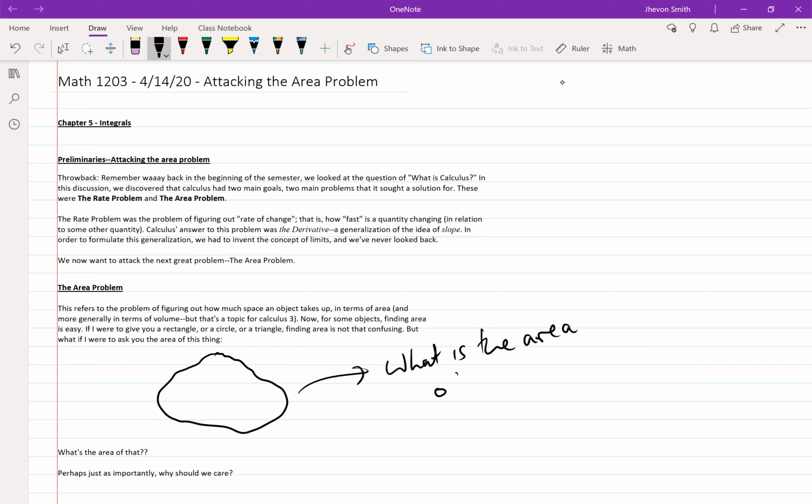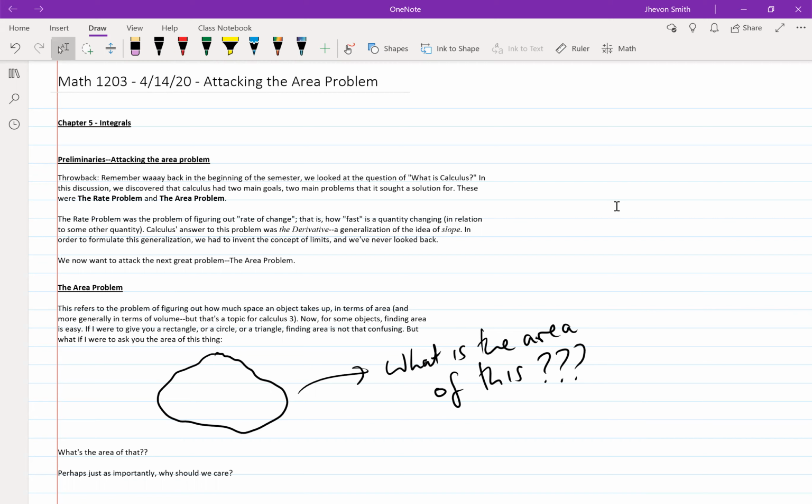Well, we don't have a nice formula for a random shape like this, right? So that is the idea though, but we might want to know how much space something like this takes up, something random. And we've seen examples like this in class before, and I've mentioned it again, this is way, way back.